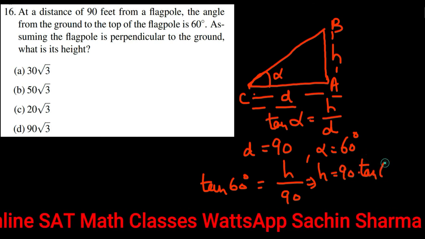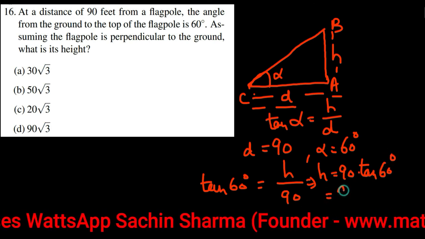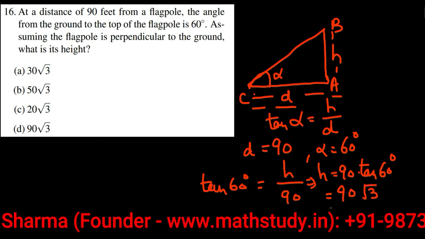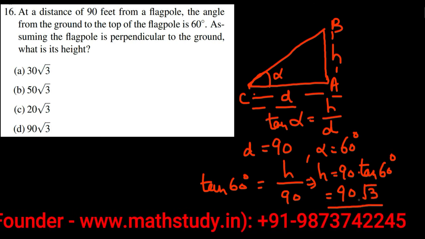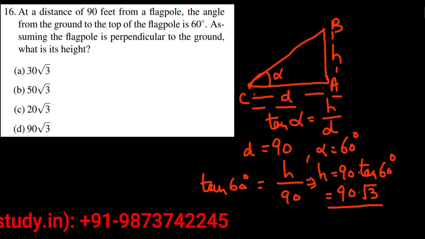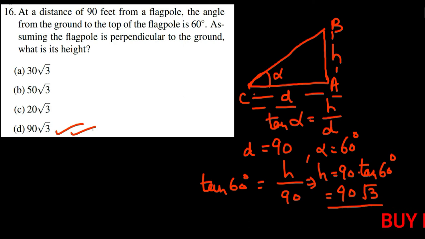So what is the value of tan 60 degrees? Tan 60 degrees is root 3. So 90 into root 3, that is 90 root 3, is our answer. That means the height of the tower, or the height of the pole, is 90 root 3. So our option number D is correct. So that was our question number 16.